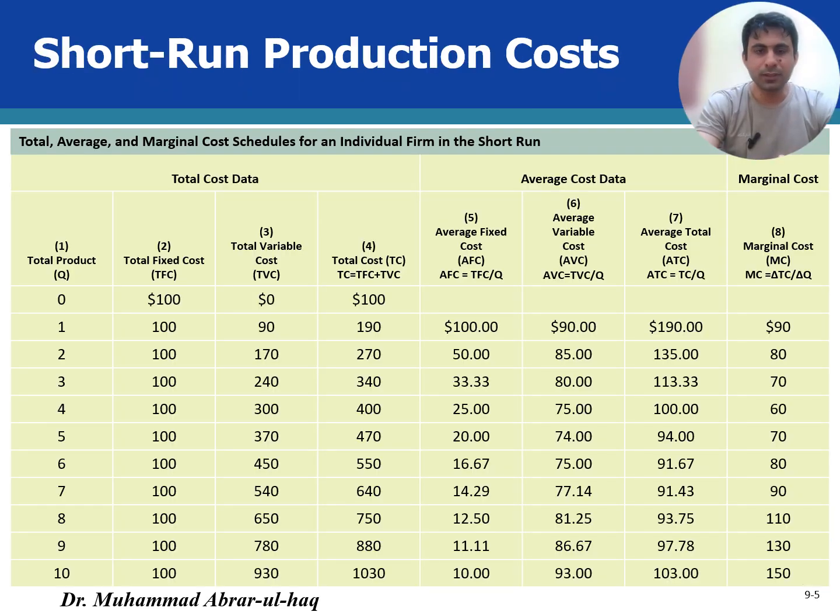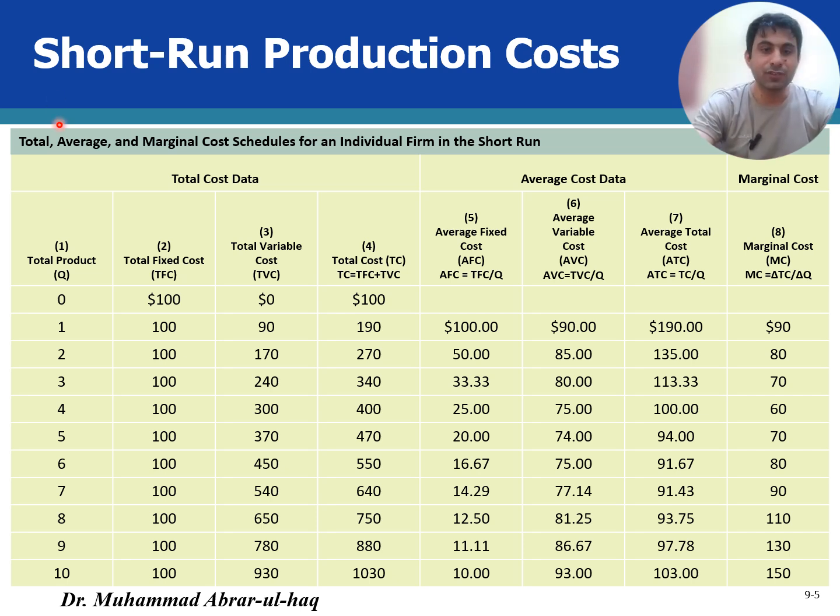This is a very simple table where we have calculated different types of cost. So this table shows the total cost on the left half, and the per unit cost on the right half, for an individual firm in the short run. We know this is a short run because there are fixed costs.